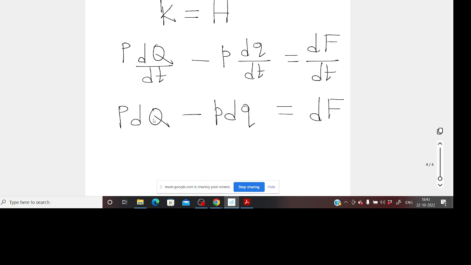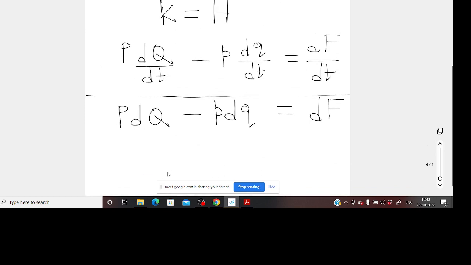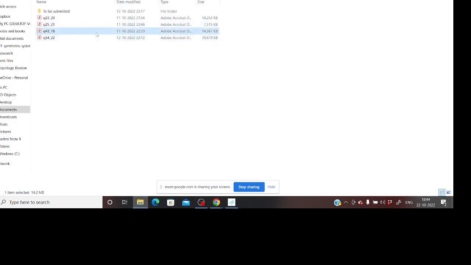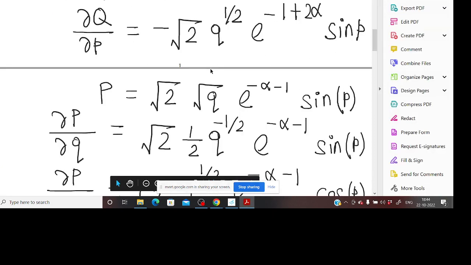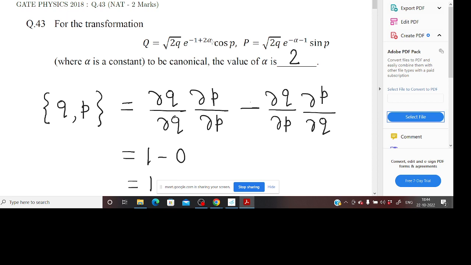So what example can I use here? If this equation is satisfied, then the transformation will be canonical, right? So in the problem we just solved, what is the final value of alpha? This is equal to 2. So for alpha equal to 2, this was canonical, right? So let's consider this problem and take alpha equal to 2.